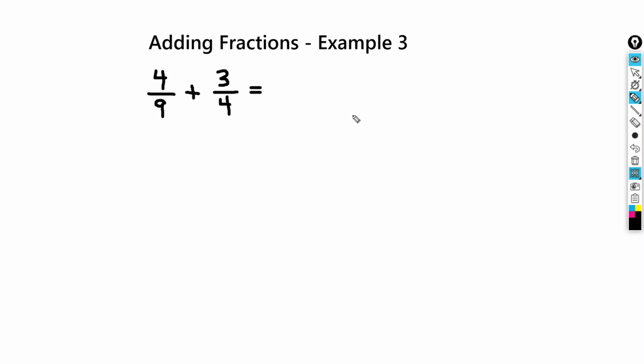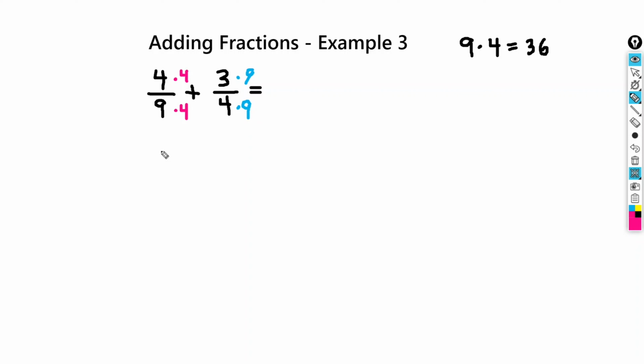All right, in our third example of adding fractions, we're going to add the fractions 4/9 plus 3/4. Again, to find a common denominator, I'm just going to take the denominators, 9 and 4, and multiply them together. And I want a common denominator of 36. So I'm going to take 4/9 and multiply it by 4/4. And I'm going to take 3/4 and multiply that by 9/9. That'll change both of the fractions so they have a denominator of 36.